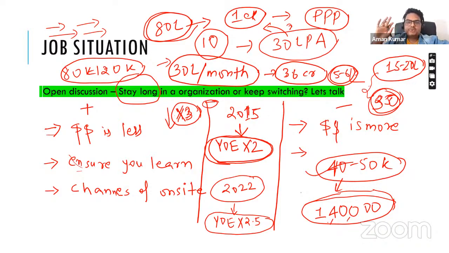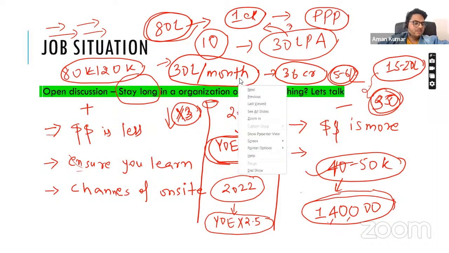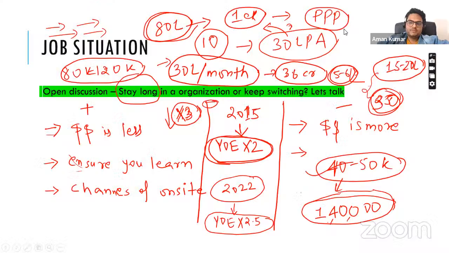So somebody asked that if people are getting 80 lakhs in USA, then why they are not staying in USA, and why should I stay in India at low salary, right? So research on something known as PPP and you will understand many things.